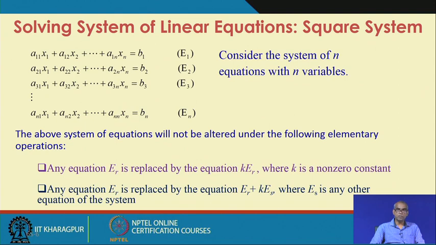So, the equations are presented as a11 x1 plus a12 x2 up to a1n xn equal to b1 and so on and so forth, an1 x1 plus an2 x2 plus up to ann xn equal to bn. It is a square system. So, there are n variables and n equations. So, you will have n rows of equations and there will be n columns of these variables.